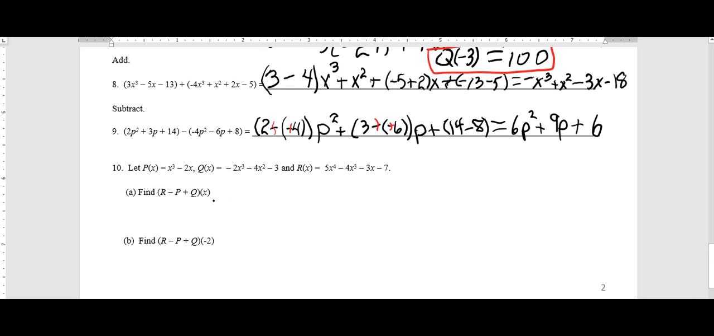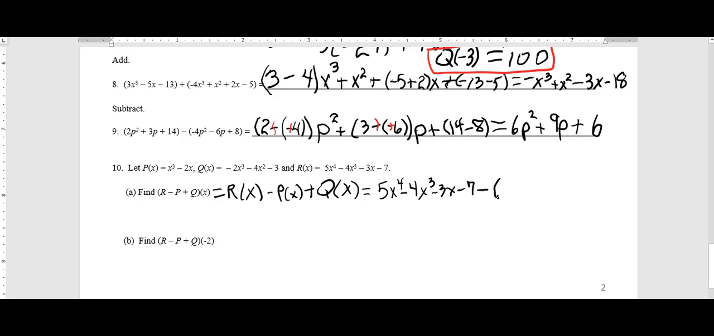And in the final problem, number 10, I'm actually using function notation. So when I'm asked to find r minus p plus q of x, that's the same as finding r of x minus p of x plus q of x. And the definition for those functions is given above. So I replace r of x with 5x to the fourth minus 4x cubed minus 3x minus 7. And I subtract from that every term of p of x. So I subtract from that x cubed minus 2 of x, and then I add to that every term of q of x, -2x cubed minus 4x squared minus 3.